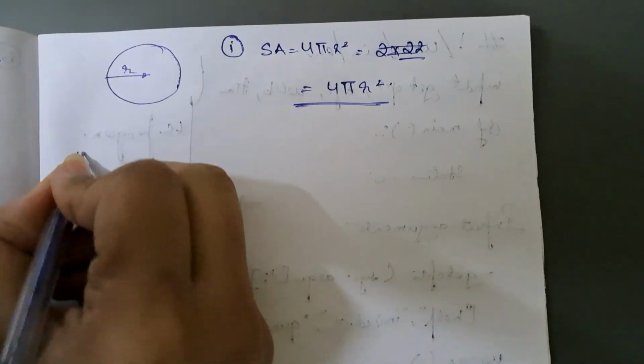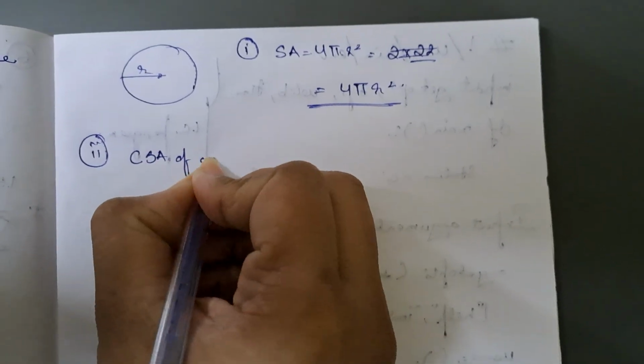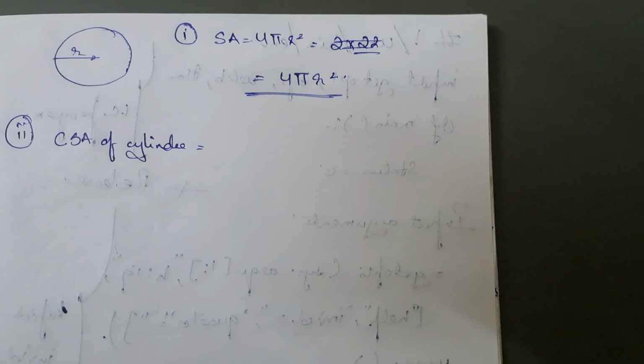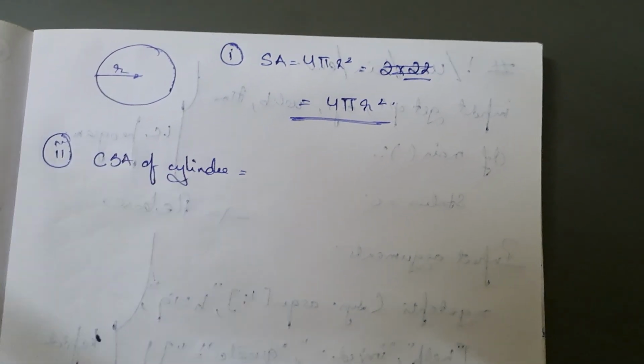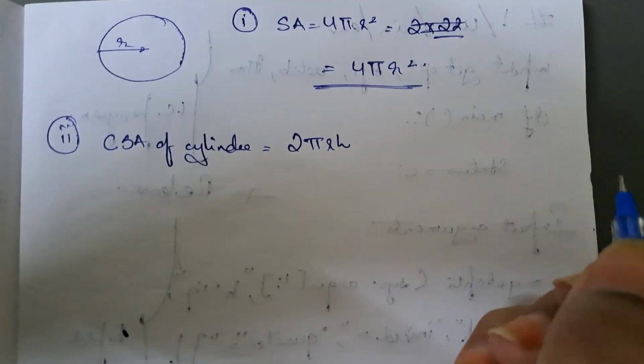That's one thing. The second thing that they asked is the CSA of the cylinder. Now what is the formula for the CSA of a cylinder? It is 2 pi r h. 2 pi r h is the CSA of the cylinder.